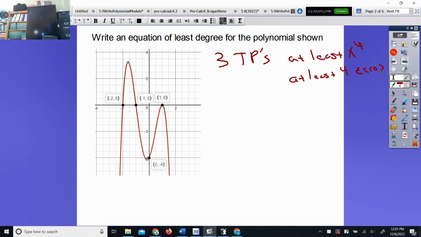Because, look at the graph. You just looked at the graph and didn't know much. How many zeros would you tell me there were? 3, because you see 3 x-intercepts. So this is where multiplicity comes into play.